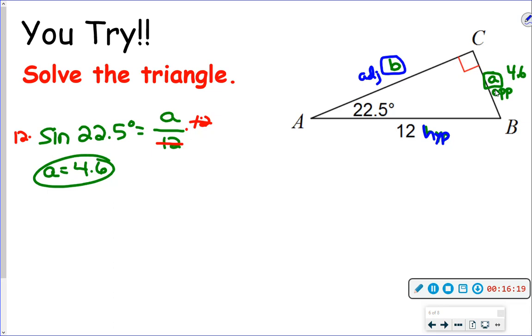So I'm going to do this one with a trig ratio just to practice the trig ratio stuff. Which trig ratio has adjacent and hypotenuse? Adjacent and hypotenuse. Which one is that? Cosine, yep. So cos of 22.5 equals adjacent over hypotenuse. Now, from there, you can calculator it, multiply each side by 12. Punch that in your calculator, round to the tenth. You should have gotten something close to 11.1.